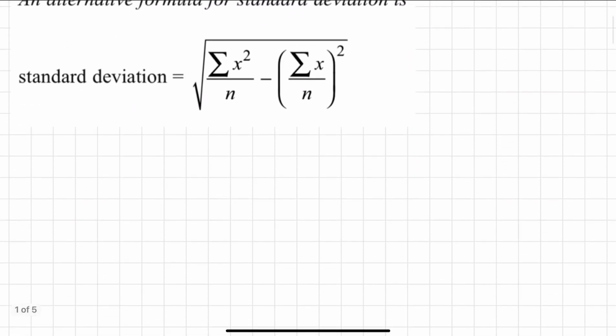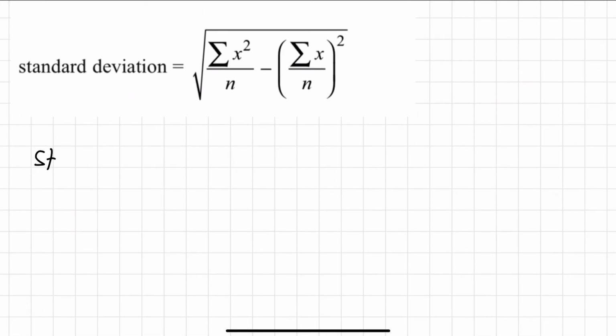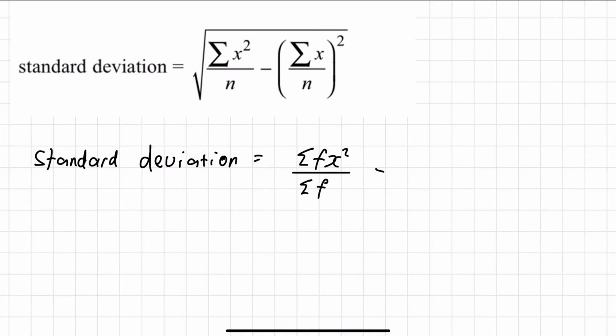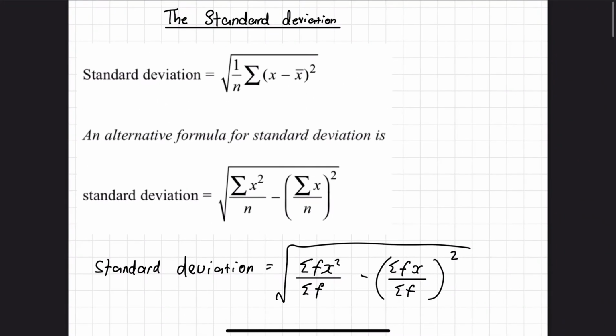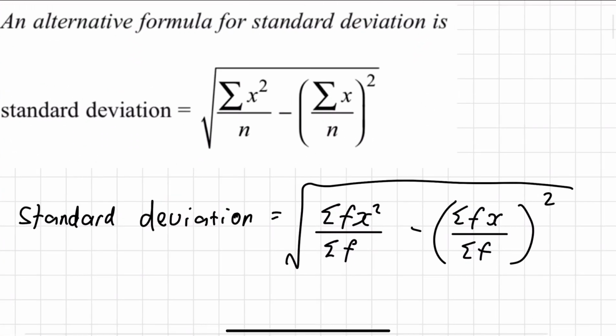There's one more formula for a standard deviation, and that is when you have continuous data. So that is your sum of fx squared divided by the sum of f, minus the sum of fx divided by the sum of f, squared, and then the square root of that. So basically, let's break down what we actually have.